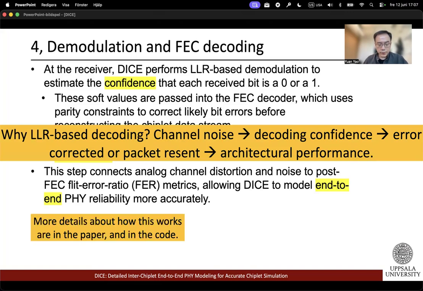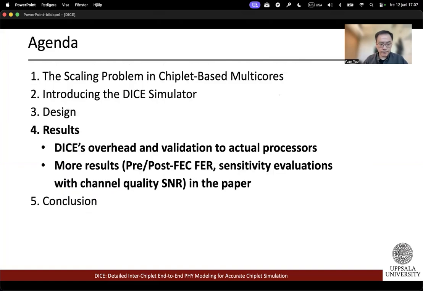We're not going to review much detail about how this works. More details are in the paper. Next, I will show the main results. I will focus on runtime overhead of DICE and validation of DICE against the real processors.